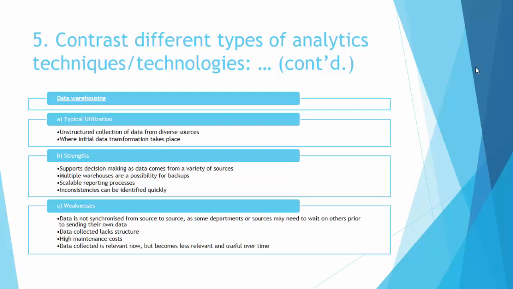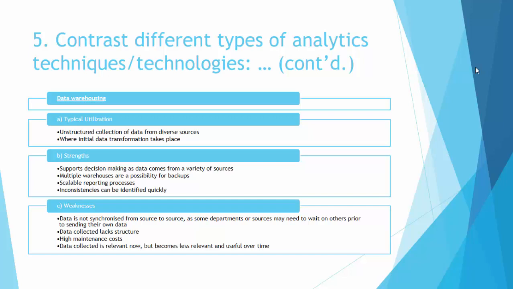Fourth is data warehousing. Typical utilization for this analytic technique is that there's a collection of unstructured data from diverse sources, and initial data transformation will take place. Strength of this technique is that it supports decision making as data comes from a variety of sources. Multiple warehouses are a possibility for backups and scalable reporting processes. And lastly, inconsistency can be identified quickly and it can be removed.